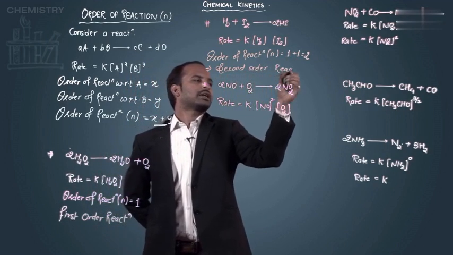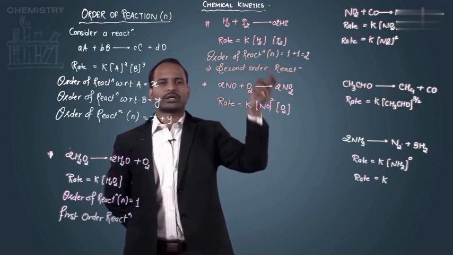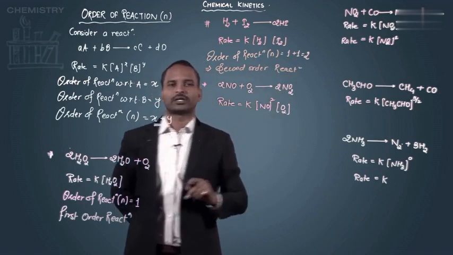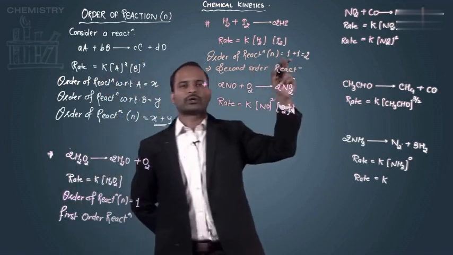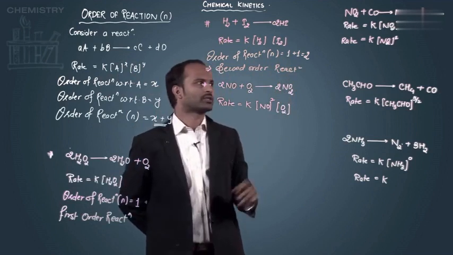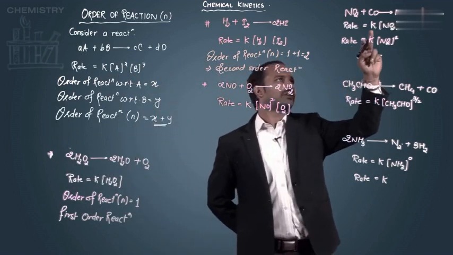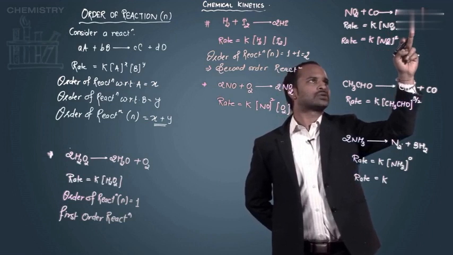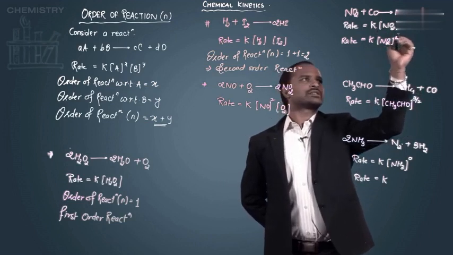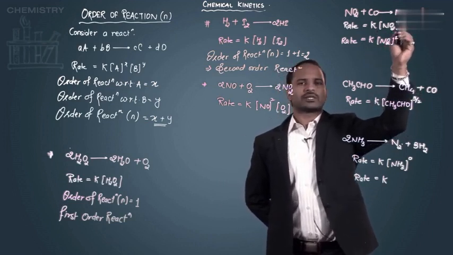Now for second order reactions we have two possibilities. Either there are 2 reactants with powers 1 and 1, or there is only 1 reactant with the power 2. Both will be considered second order reactions. For example, in this case we have two components, NO2 and CO. Now in this case I can say order of reaction with respect to NO2 is twice, that is 2.